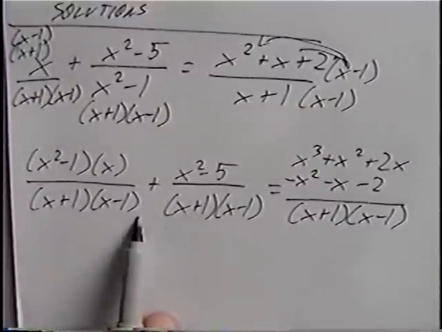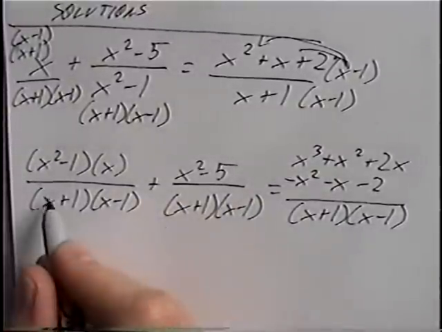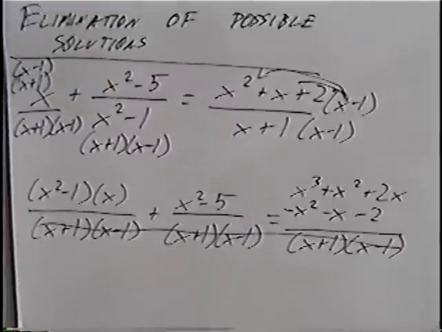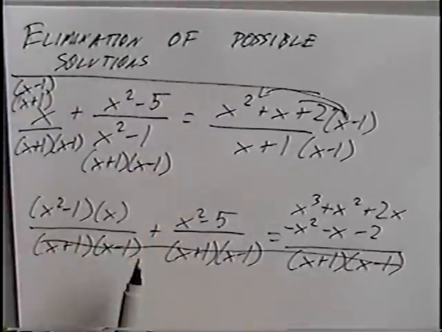Again, once all your denominators are the same, you can cross those off or ignore them for now. At the end of the problem, we'll get back to the elimination of possible solutions, which will look at the denominators.